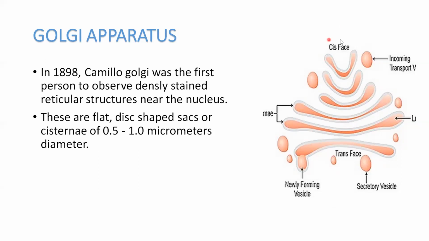Okay. So once the vesicle from the endoplasmic reticulum fuses with the cis phase of the Golgi apparatus, the protein is released into the lumen. So inside the lumen, the protein will get glycosylated and the signal peptide will be cleaved.